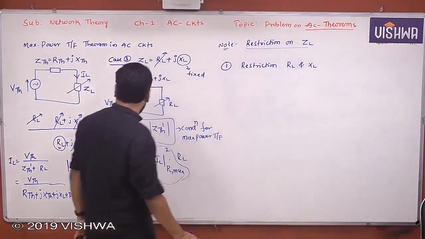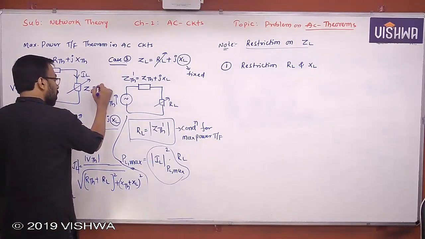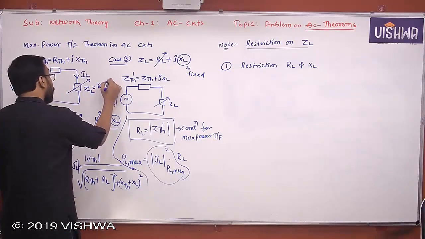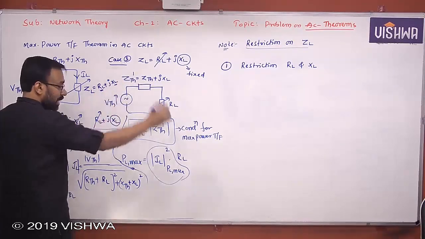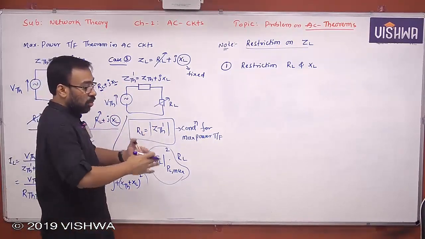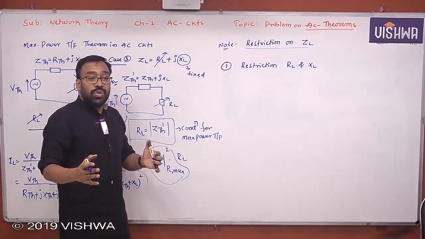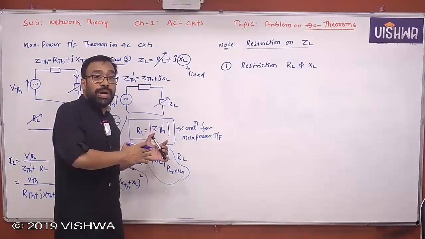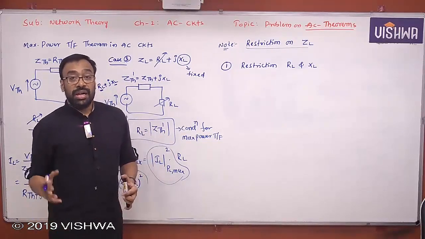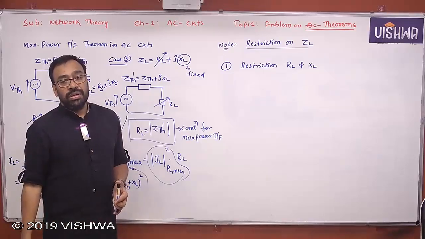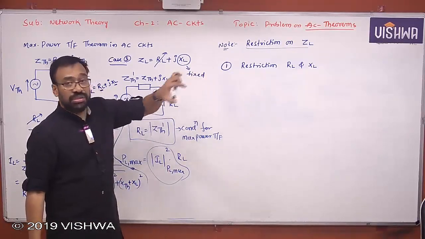That means, no doubt that ZL is variable. The ZL is variable, no doubt. But he will impose some conditions or constraints on RL as well as XL. That means RL is variable only between these two. XL is variable only between these two. So what could be the most possible power that can be transferred? That means maximum power that can be transferred to the load. Under those conditions, you are supposed to find the maximum power transferred to the load. Under those restrictions. Understand all of you?